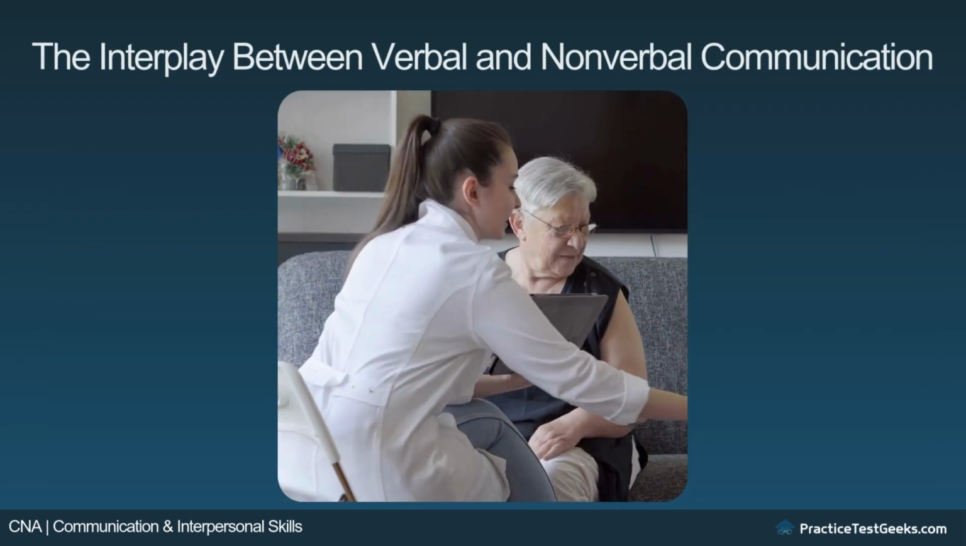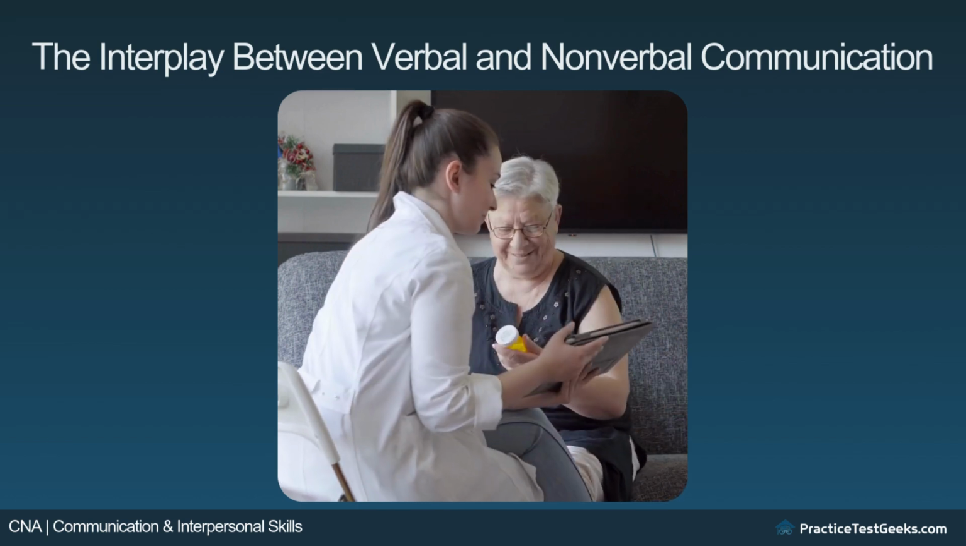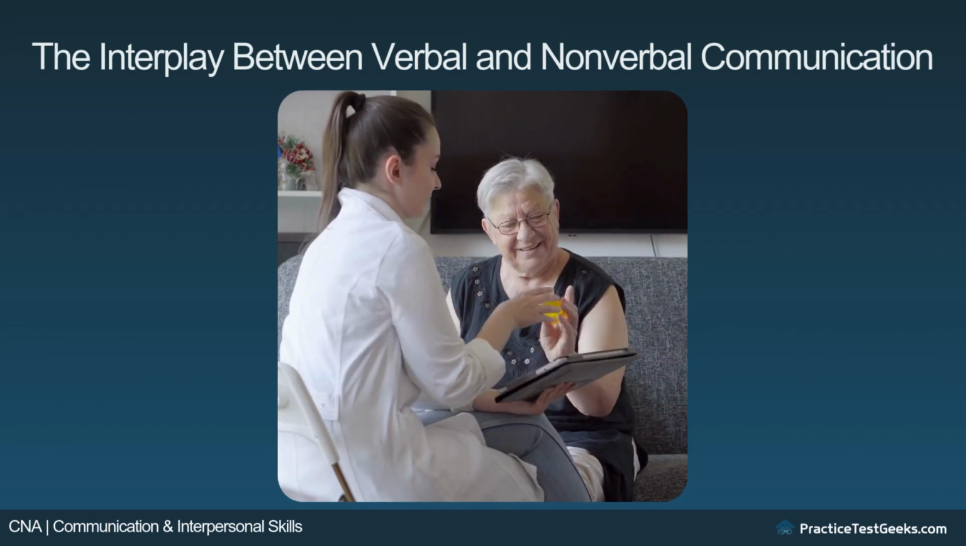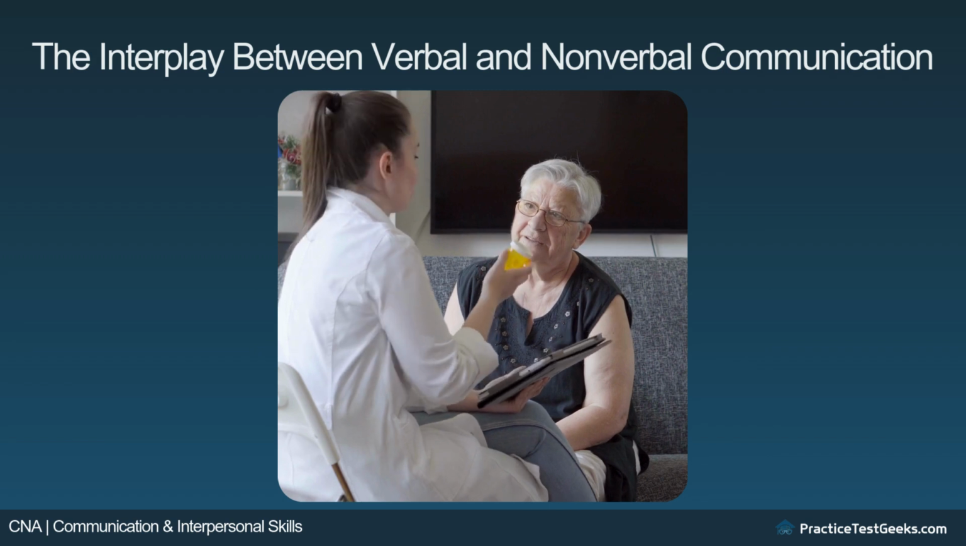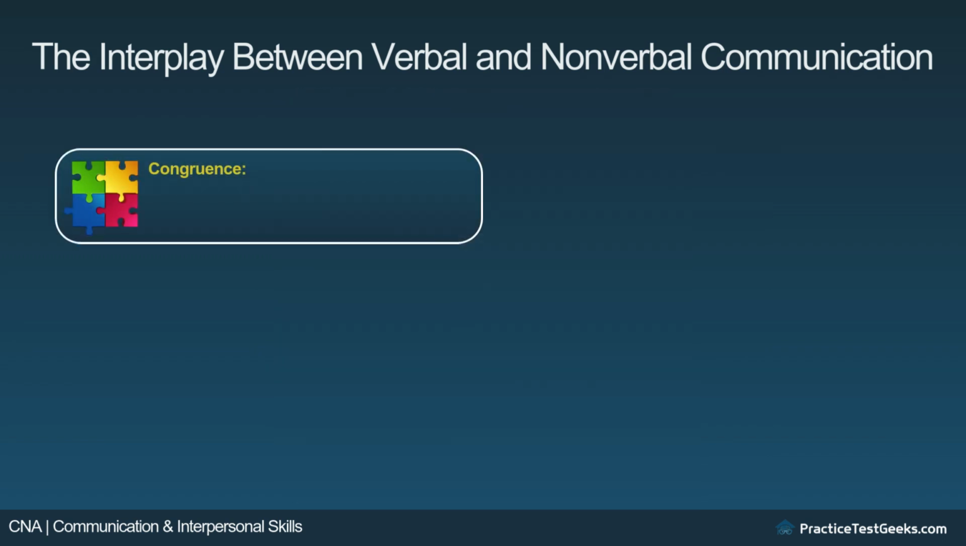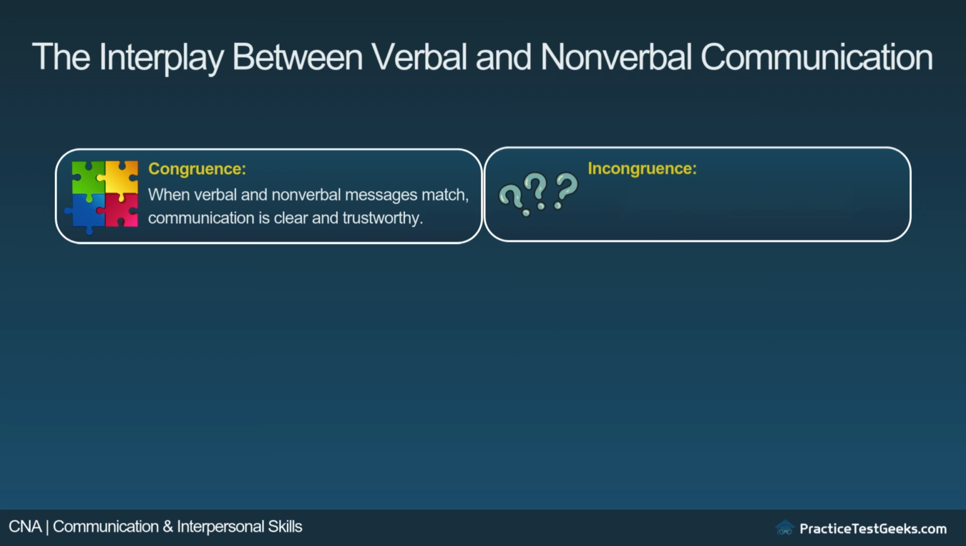The interplay between verbal and nonverbal communication. Effective communication requires alignment between what is said and how it is expressed. Congruence: when verbal and nonverbal messages match, communication is clear and trustworthy. Incongruence: mixed signals cause confusion or mistrust. Example: saying "I'm fine" with a distressed facial expression.